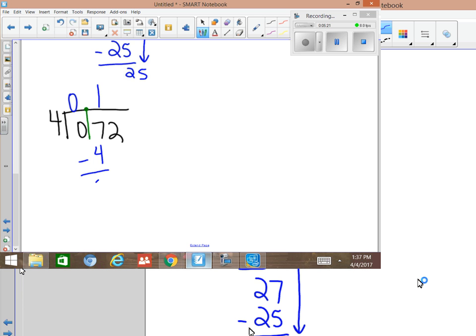7 minus 4 is 3. Bring down that 2. We're going to 8 times. 8 times, so 0.18. It's going to be 0.18. Yep. Most of the time you want to have a 0 in front of it because the point gets lost. But Kelsey is right. You could have this or this. Sometimes that decimal point, if you make it big enough, it's okay. But it could get lost.